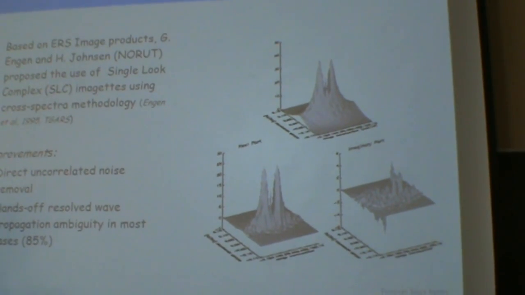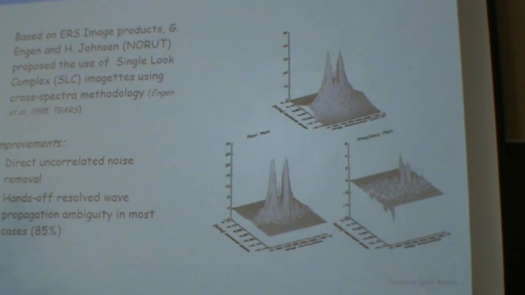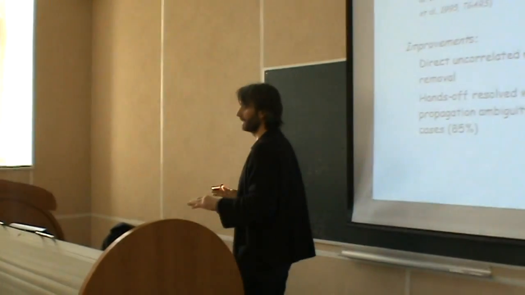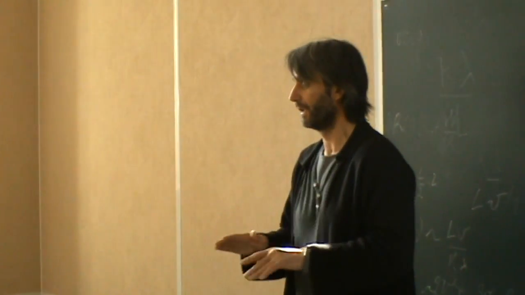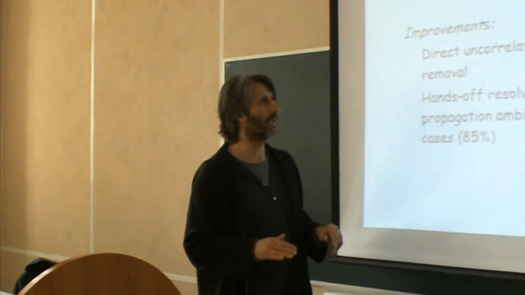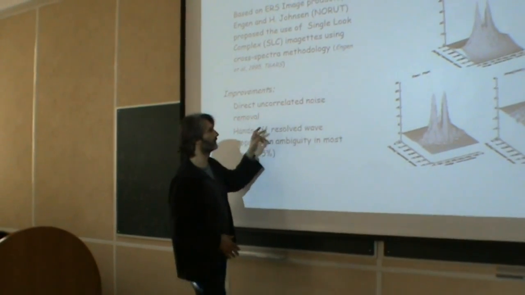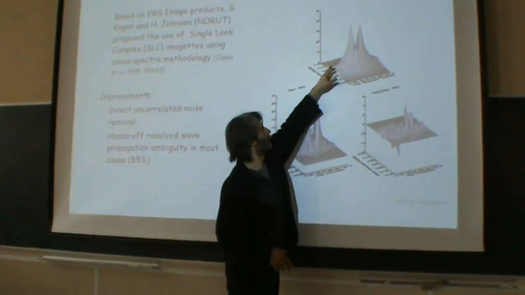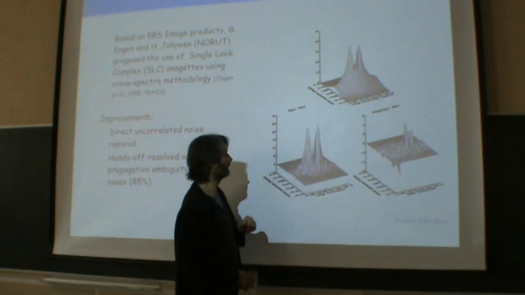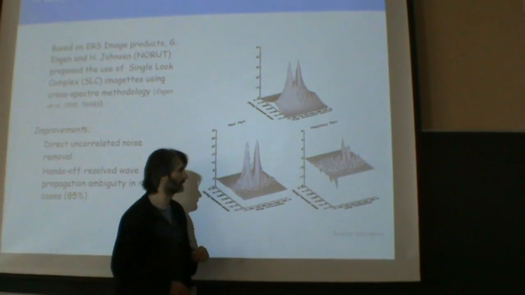Indeed, speckle noise or random noise in SAR is completely decorrelated in time. And so when you perform the correlation between two looks, even if they are close in time, since they are absolutely uncorrelated, this will disappear. Okay, it's not that clear, but this is direct uncorrelated noise removal. Here you see a pedestal, a noise that after applying the technique is completely removed. This helps to better resolve the waves.